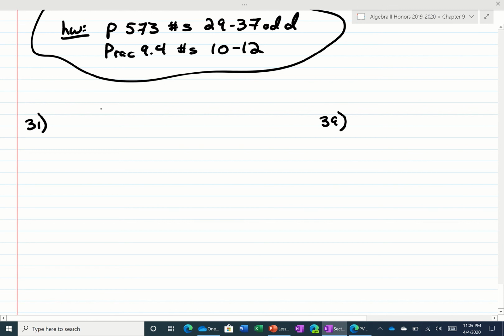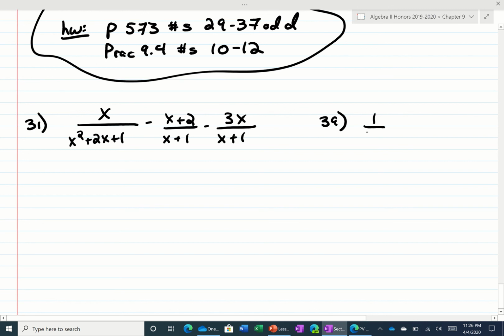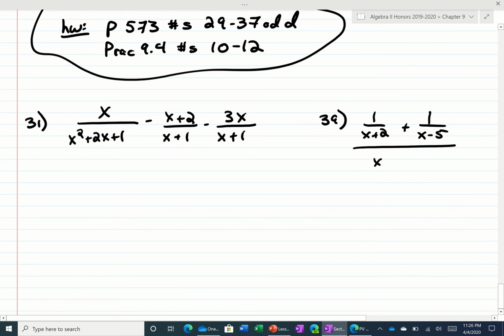So 31 was x over x squared plus 2x plus 1 minus x plus 2 over x plus 1. And then we have minus 3x over x plus 1. And then number 39 says 1 over x plus 2 plus 1 over x minus 5, and the whole thing is being divided by 2x squared minus x minus 3 divided by x squared minus 3x minus 10. Okay, so let's see if we could figure these out here.